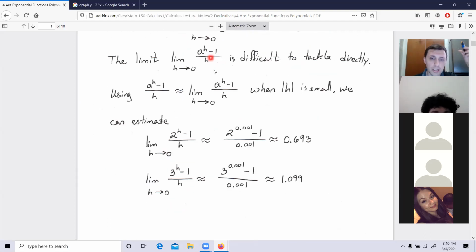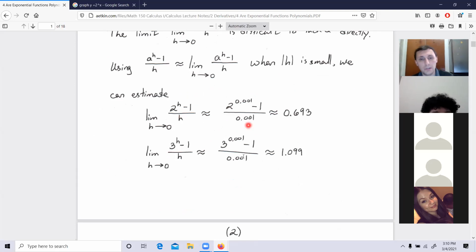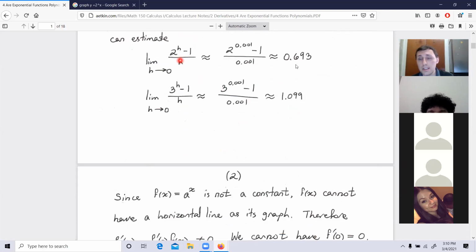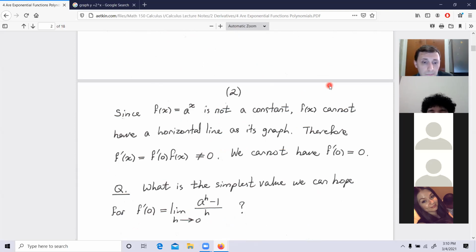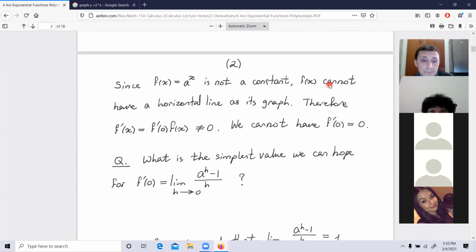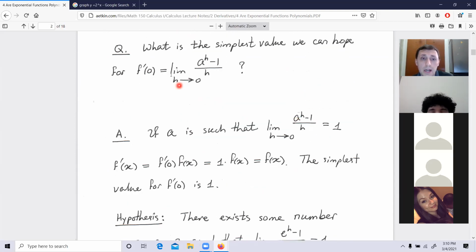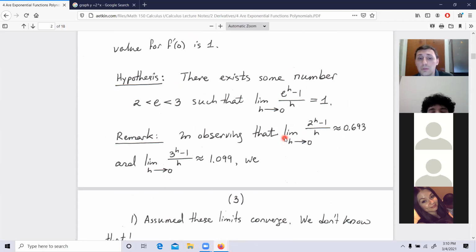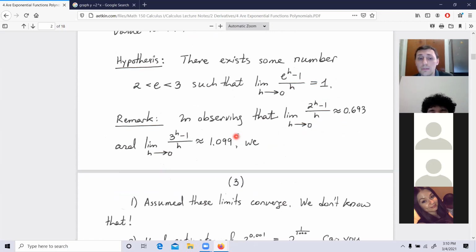Good. And we played around with a bunch of limits, and we see we can get numbers closer to 1 by adjusting the number between 2 and 3. Good. And we just answered that the simplest expression would have been if it's 1, and the hypothesis is that there would be a number that works. And that number is between 2 and 3.